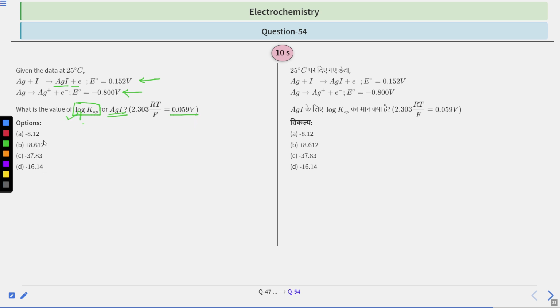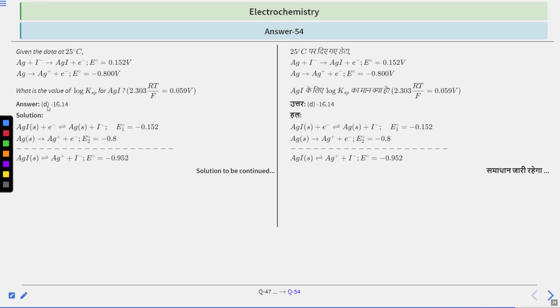The options are minus 8.12, 8.612, 37.83 or minus 16.14. You have 10 seconds to solve this question. After that, we will see the answer. Okay. Let's see. The correct answer is option D, that is minus 16.14.